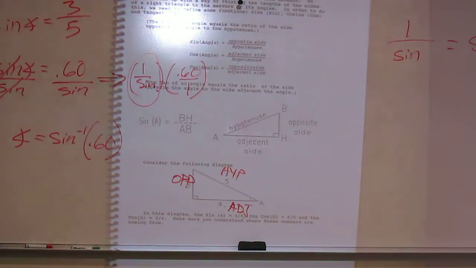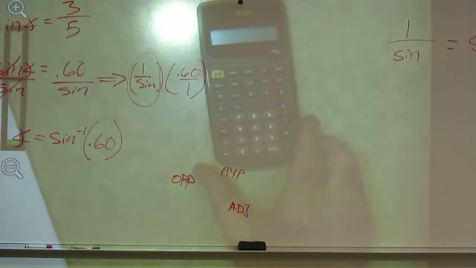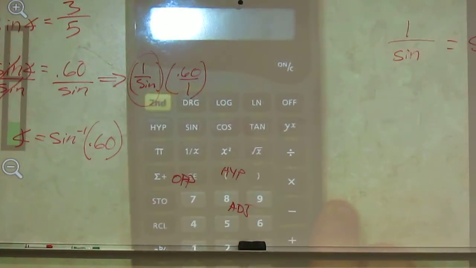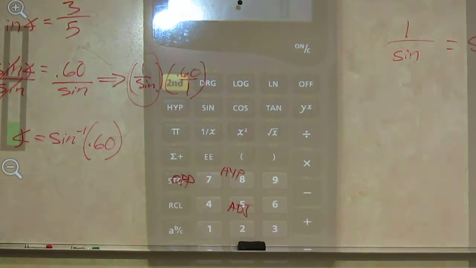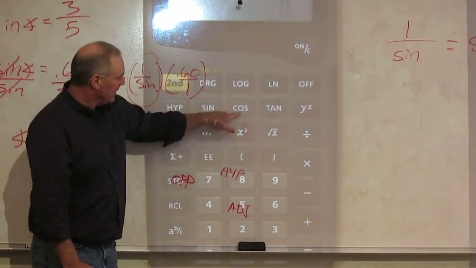A lot of people's calculators are set wrong the first time we jump into this, so I want to make sure we get this. First off, when you're plugging these in, you need to find these 3 keys: sine, cosine, tangent.